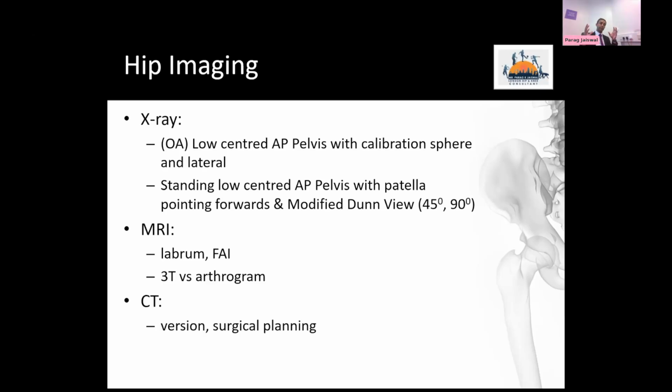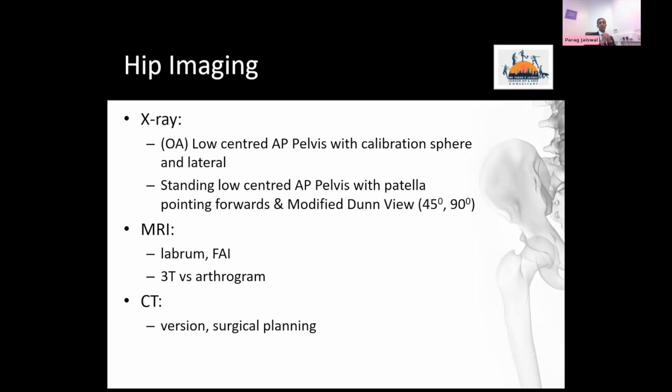If there is a young adult hip problem, and young adults, you'll be pleased to know, is anywhere from 15 to 55 in my NHS practice and privately. So I'm still a young adult. What they need is a standing, low-centered AP pelvis with the patella pointing forwards. What that allows me to do is appreciate the femoral neck geometry better, and it's a standardized way of assessing it. I also ask for a modified Dunn view, which is a special view which looks at the anterior profile of the femoral neck at 45 and 90 degrees, which is, again, a really useful tool, and I'll show what that looks like.